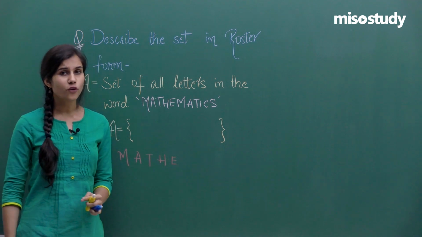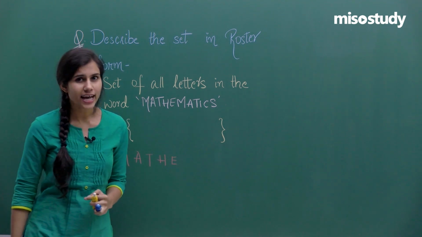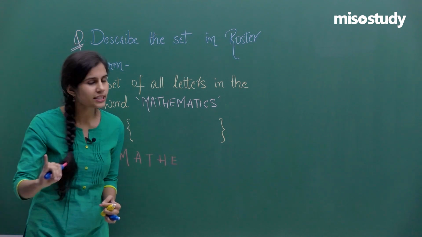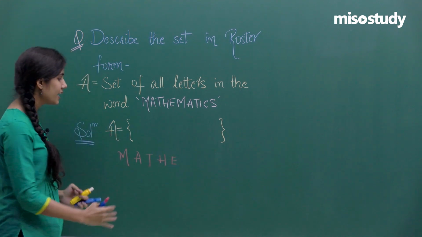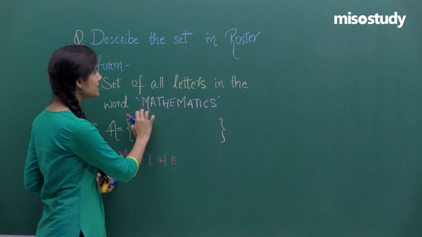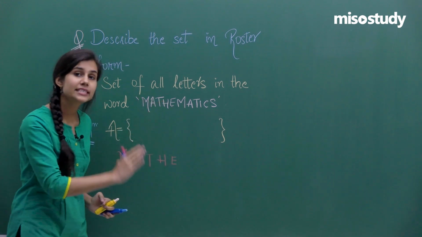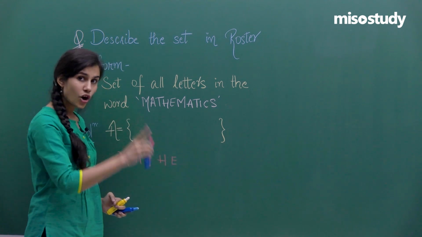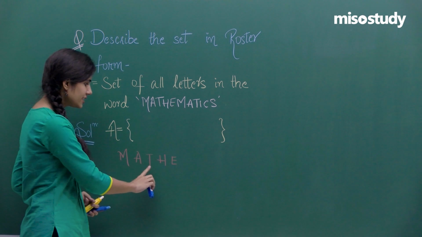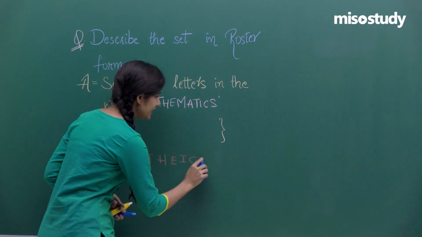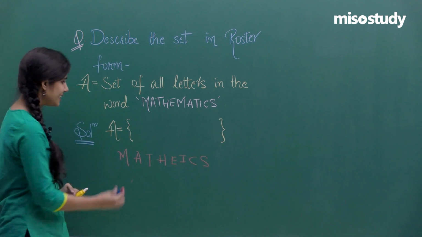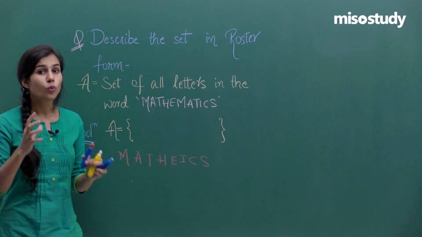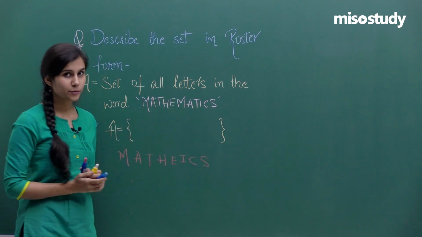While studying the roster form, two important points we had noted, and one of them was that repetition of the members does not affect the nature of the set. That is why while making the set, I am not going to consider M twice. So the distinct members are M, A, T, H, E, not M, not A, not T, but I, C and S. These are the distinct letters of the English alphabet which combine to make this word mathematics.